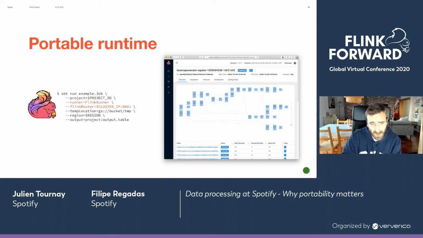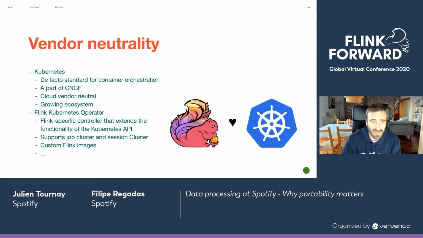To deploy Flink, we went with Kubernetes. There are a lot of talks that go a little bit more in depth about Kubernetes. Here, I'm just going to throw out some details about it. Kubernetes is the de facto standard for container orchestration these days. It's part of the Cloud Native Computing Foundation, which means that it's a very well supported project.